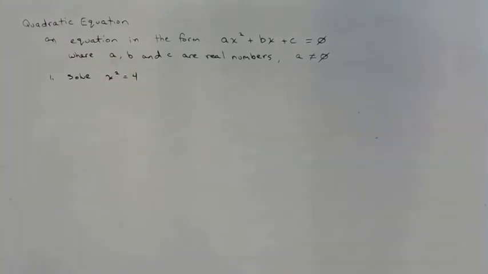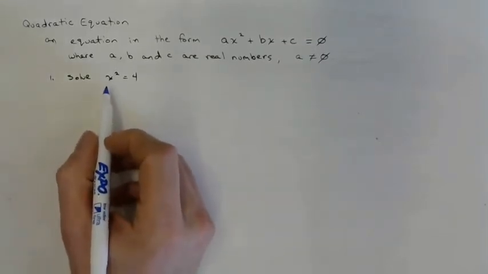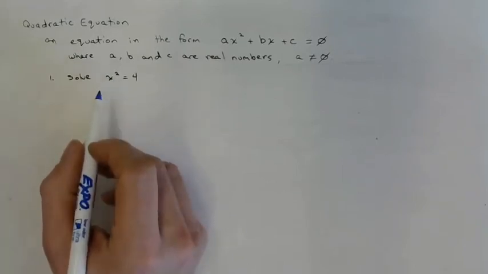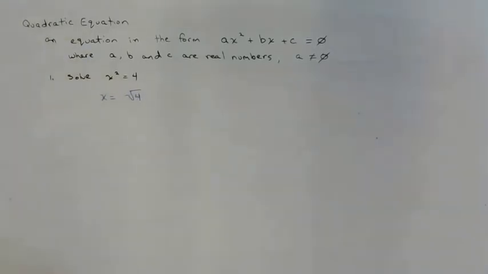What does it mean to solve something? Find the answer. Find the value of the variable. In this case, we're finding the value of x. So look at this. How do we solve this? Well, it's being squared, so I need to square root both sides. So x is equal to the square root of 4. Am I done? No. Not done.